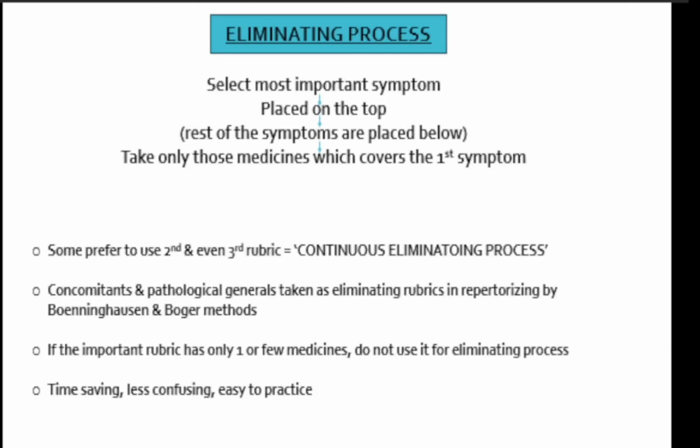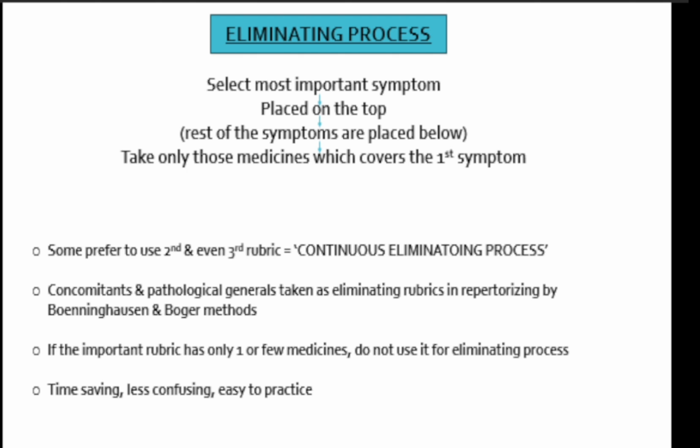Second, a much faster way is the eliminating process. This is all about filtering out the wrong answers early. You select the absolute most important symptom and place it at the top. You place the rest of the symptoms below it. Crucially, you only look at the medicines that cover that very first most important symptom. You eliminate everything else. Some practitioners take this step further by using a second or even third crucial rubric to keep filtering. This is called the continuous eliminating process.